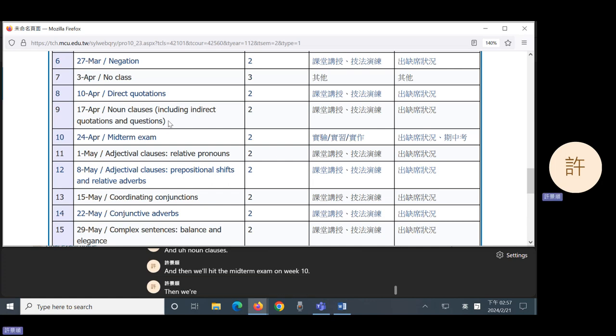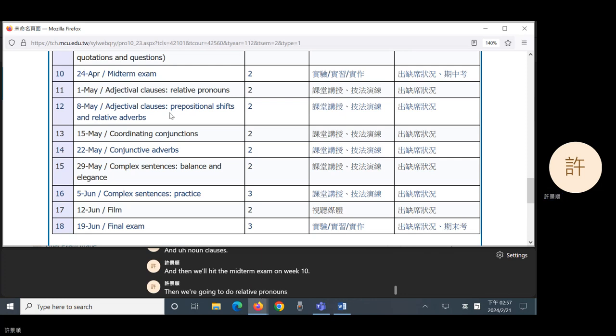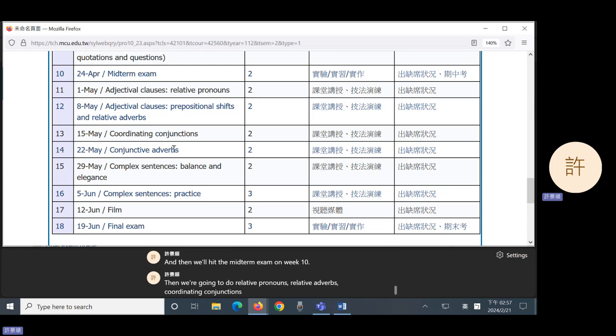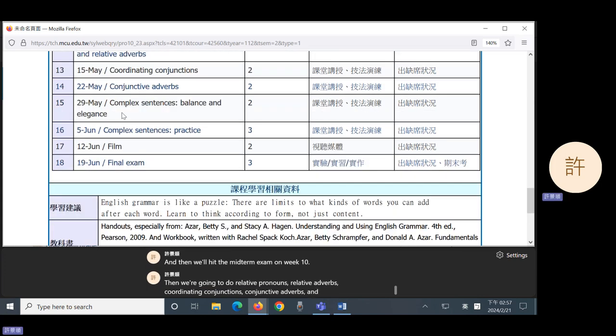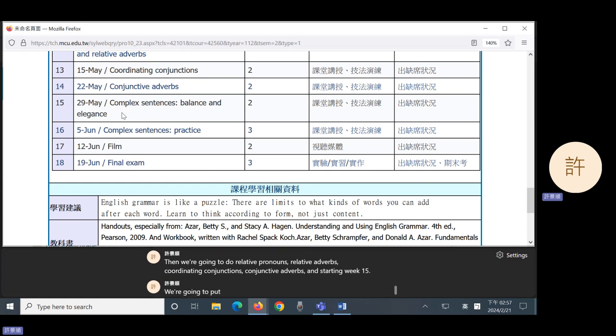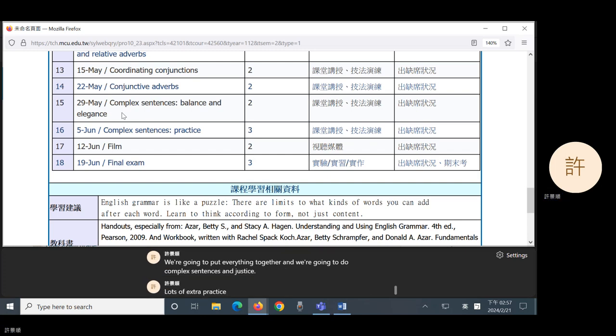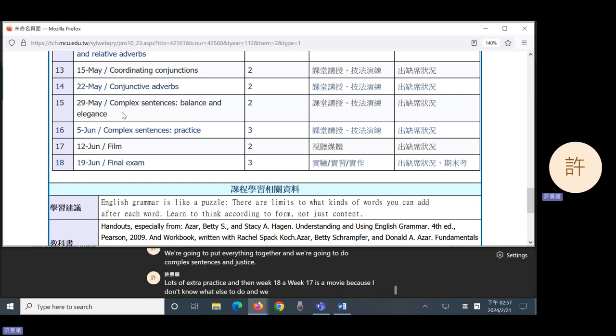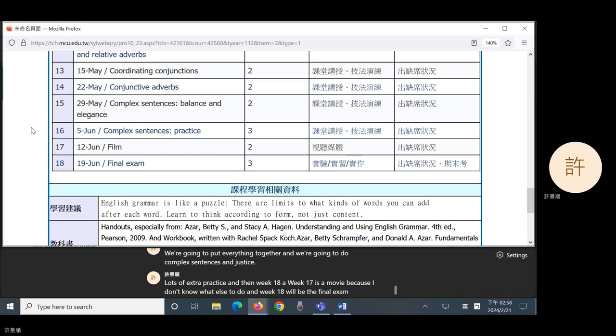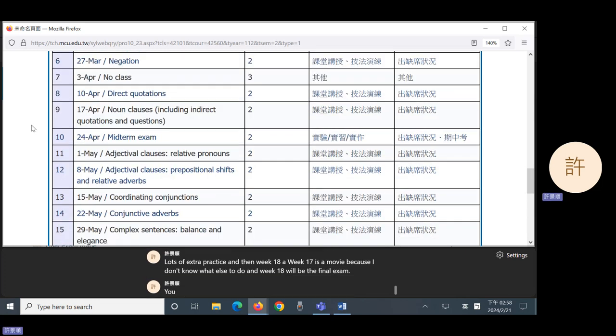Then we're going to do relative pronouns, relative adverbs, coordinating conjunctions, conjunctive adverbs. And starting week 15, we're going to put everything together and we're going to do complex sentences and just lots of extra practice. And then week 17 is a movie because I don't know what else to do. And week 18 will be the final exam. You probably don't know what I'm talking about, but you will find out very soon.